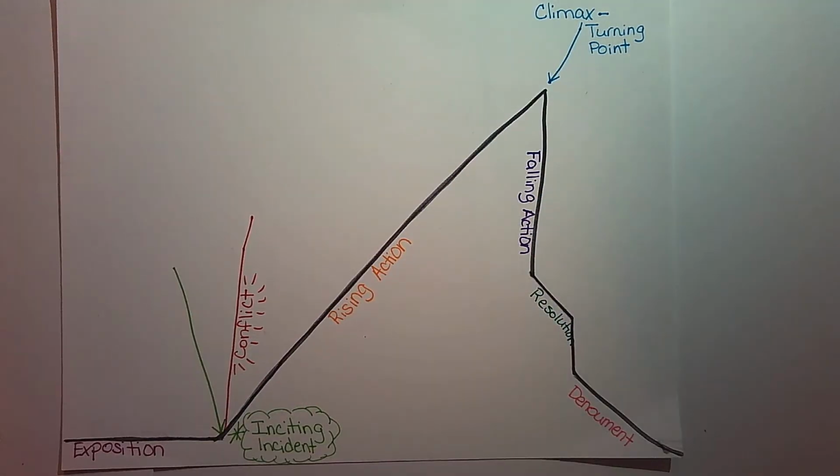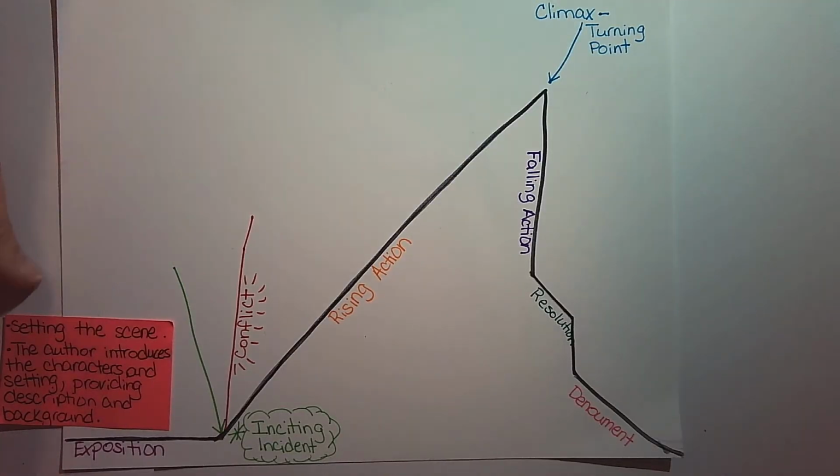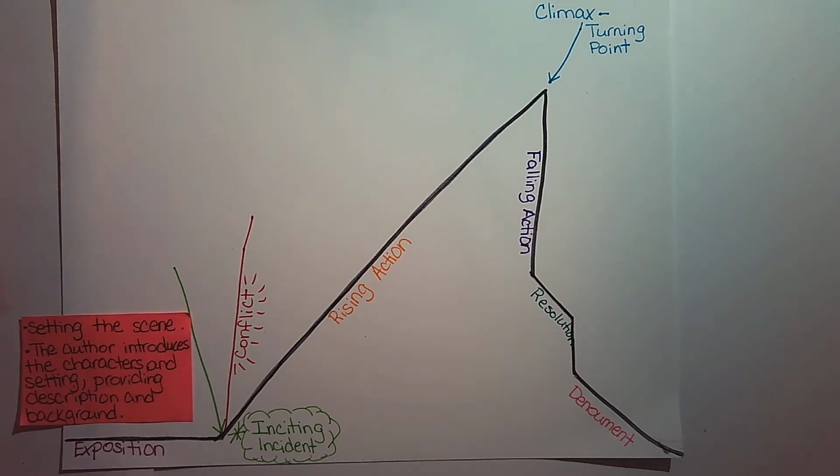To help you remember what those things are, I'm going to start by reminding you what exposition is. Bear with me because filming here is a little new to me. In the exposition, the author is setting the scene. They introduce the characters, the setting, they provide descriptions and background knowledge. They do all of this so that you can begin to enter the world of this piece of fiction and better understand the characters and their roles in that world.